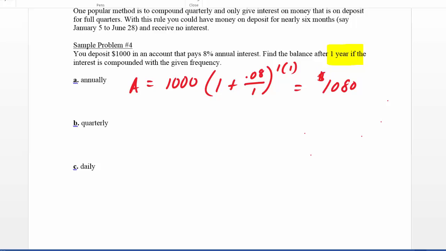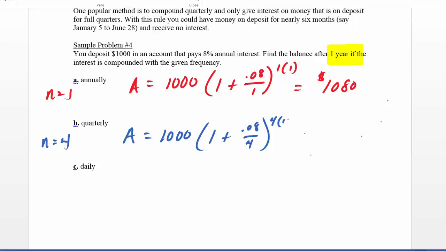Okay, so let's see how that changes whenever we do this quarterly. Now, annually, our n was just a simple 1, but quarterly, our n is going to be 4 times per year. So we have 1,000, 1 plus 0.08, and now this time it's over 4, and then we're also multiplying 4 times our t there as well. If you put that in your calculator, you'll end up with $1,082.43. So a little bit more money doing it quarterly.